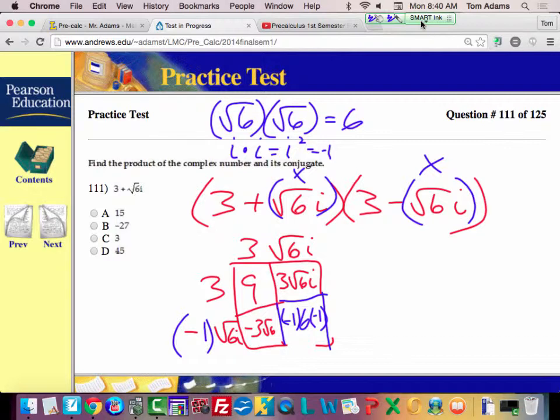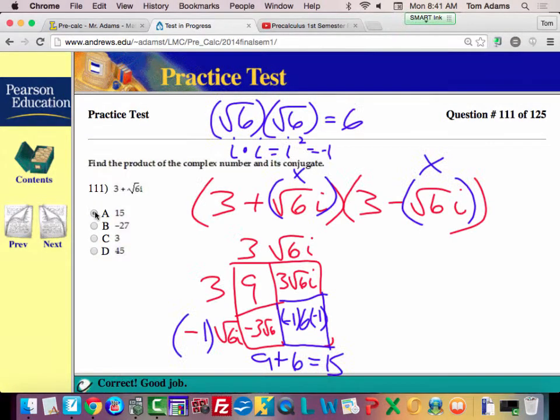Okay? So a negative 1 times a negative 1 is? Positive 1 times 6 is? 6. So I've got 9 plus 6. 9 plus 6 is 15. There it is. Boom.